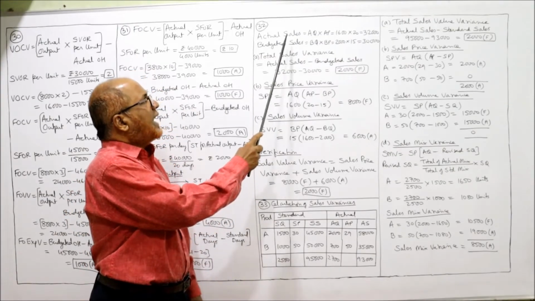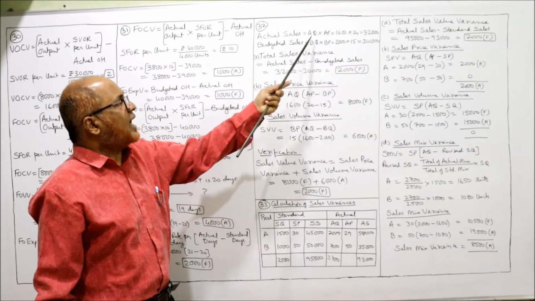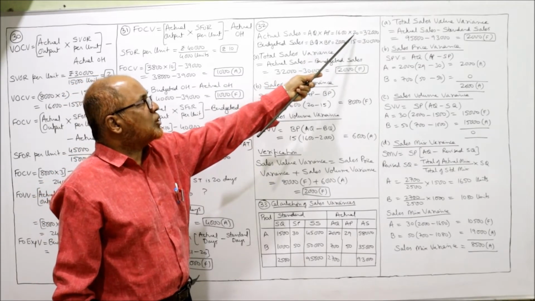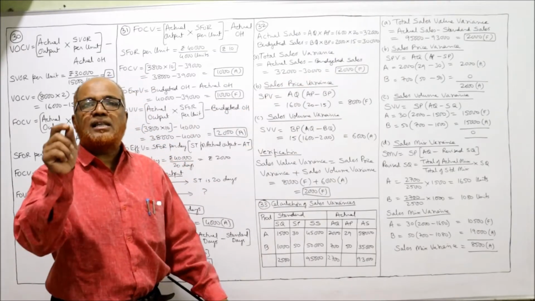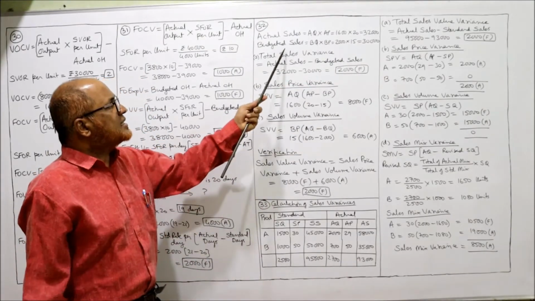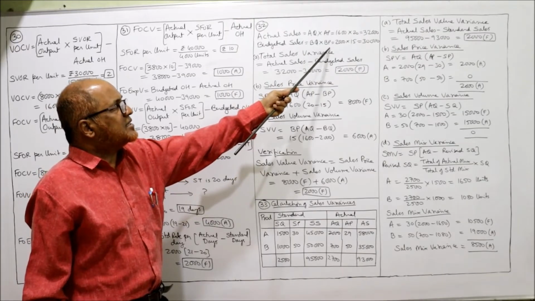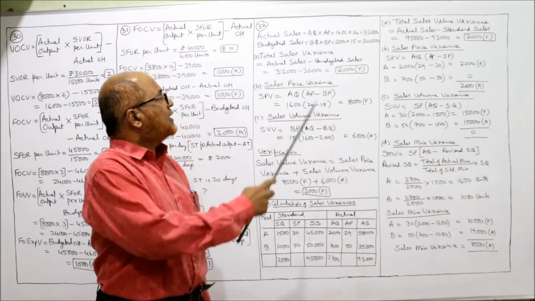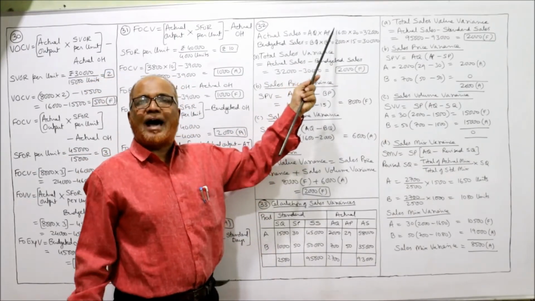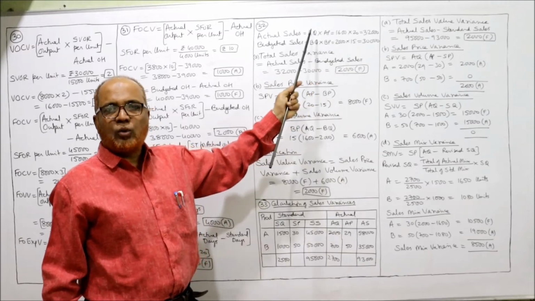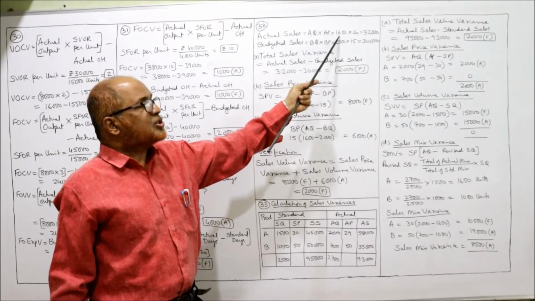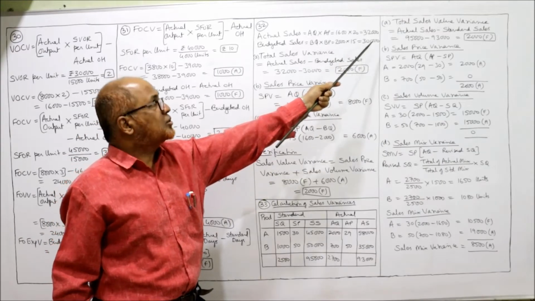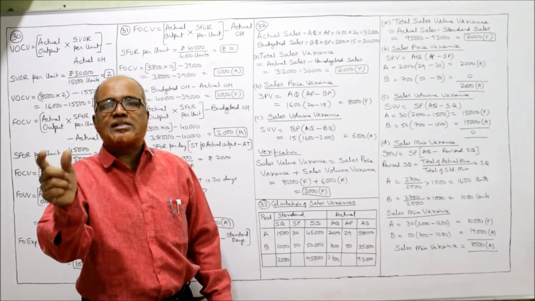Now see here, total actual sales. Actual sales are actual quantity into actual price, AQ into AP. Actual quantity is 1600 units, actual price 20. So 32,000 rupees is the total actual sales.